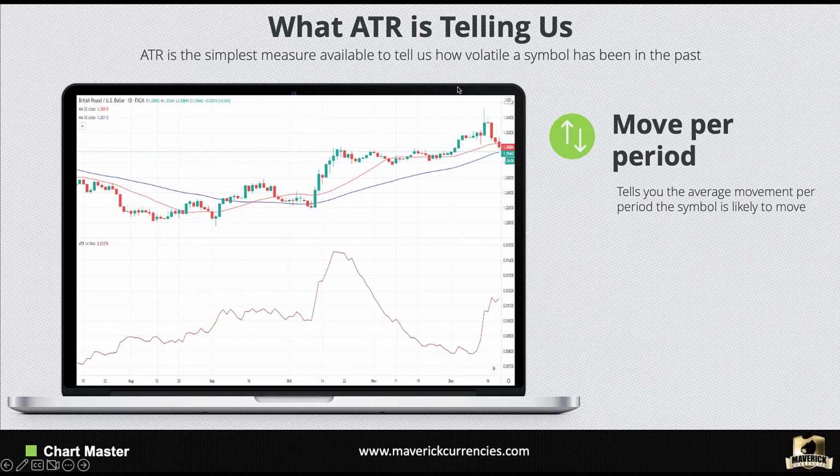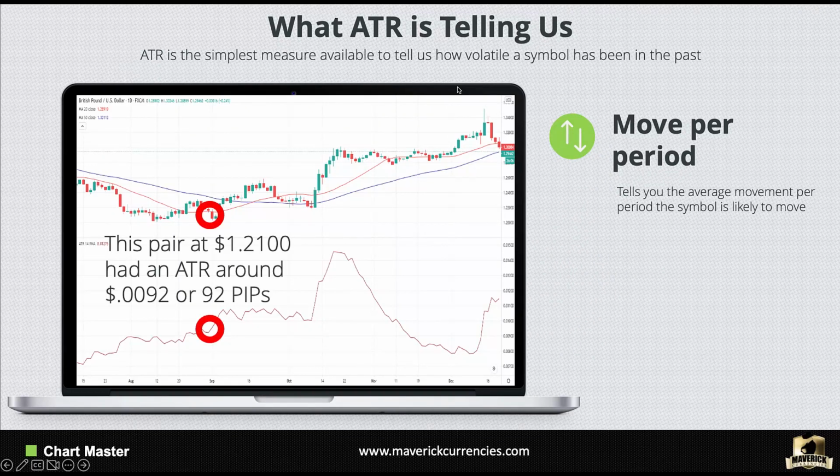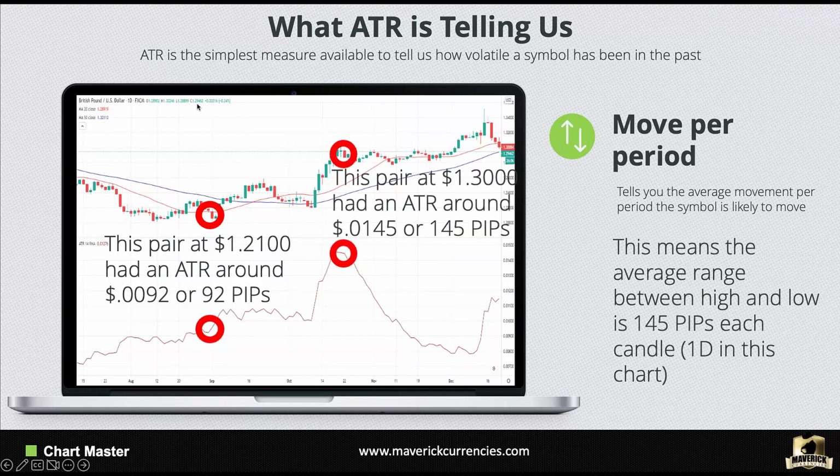So let's take an example. What's ATR telling us in this one? This pair is sitting at 121 and has an ATR of 92 pips. This is a daily chart, so it's telling us that on a day-to-day basis, it's moving by 92 pips. In the other example here, this pair is now sitting at 130 and has an ATR of 145 pips. So in two different periods, the volatility has gone much higher, and as you can see, the ATR has been strengthening as well, which means that this currency is on a move and the volatility is rising.